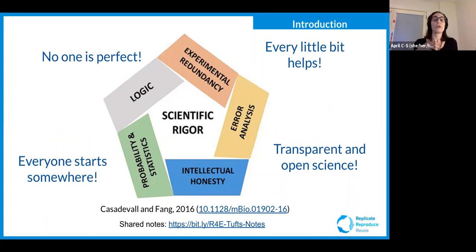We learn more about the best ways to do our science all the time. Methods evolve over time, and no one is perfect. So think about this as an incremental thing you can do. Every time you start a new project, you can make one change to make it a little bit more reproducible, to make it a little bit more transparent, and you're on the right path towards improving and accelerating your work.